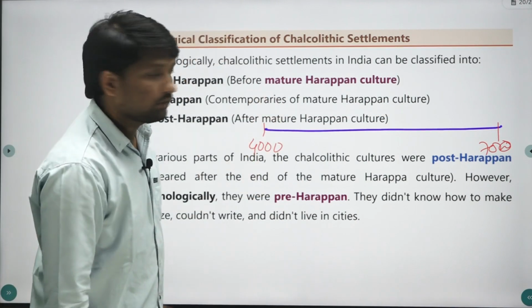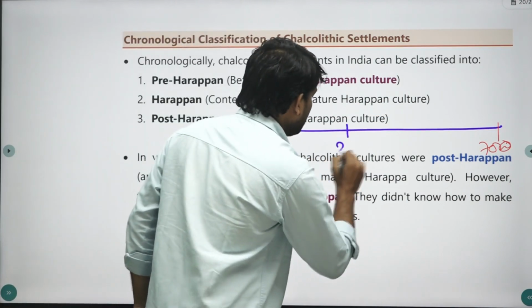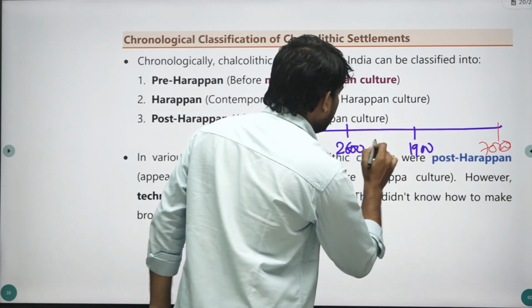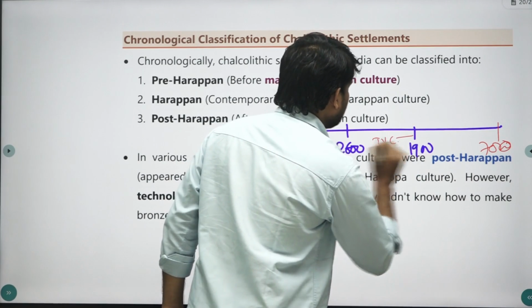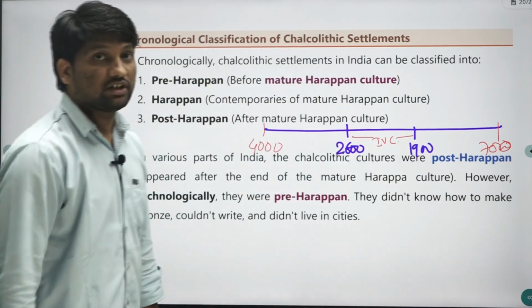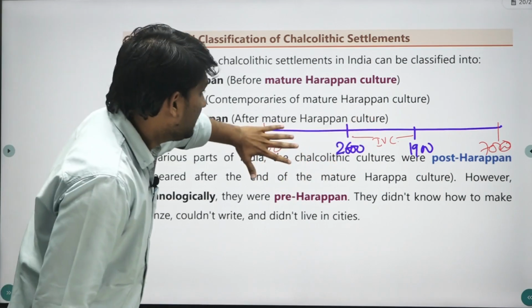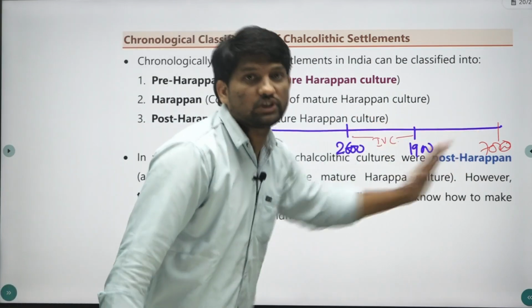In the northwest part of India, from 2600 to 1900 BC, there existed the Indus Valley Civilization, or what we call the Harappan culture. So we can divide these Chalcolithic cultures or settlements into pre-Harappan, Harappan and post-Harappan.